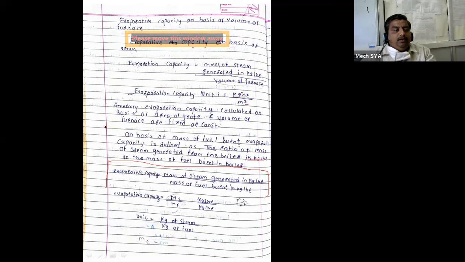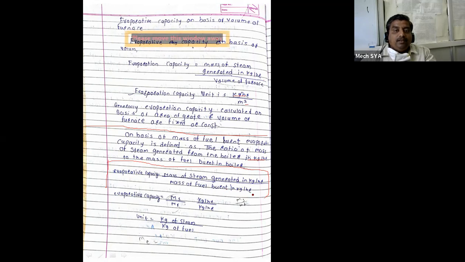But the very important evaporative capacity is the one calculated on the basis of mass of fuel burnt, and it is calculated as the ratio of steam generated in kg per hour to the fuel burnt in kg per hour in the boiler. So the evaporative capacity is defined as the ratio of mass of steam generated from the boiler in kg per hour to the mass of fuel burnt in the boiler in kg per hour. If you take steam in kg per day, fuel burnt is also in kg per day. If you take steam generated in kg per week, then mass of fuel burnt is also in kg per week.